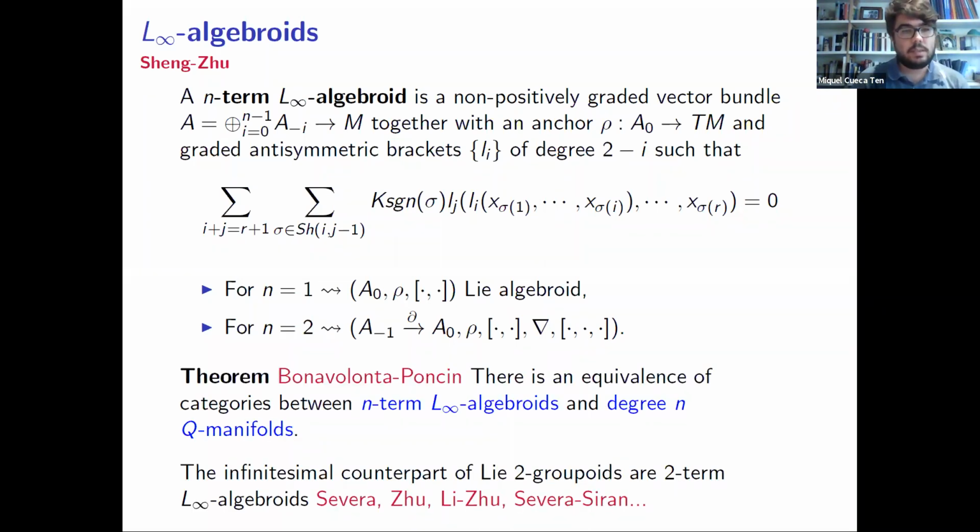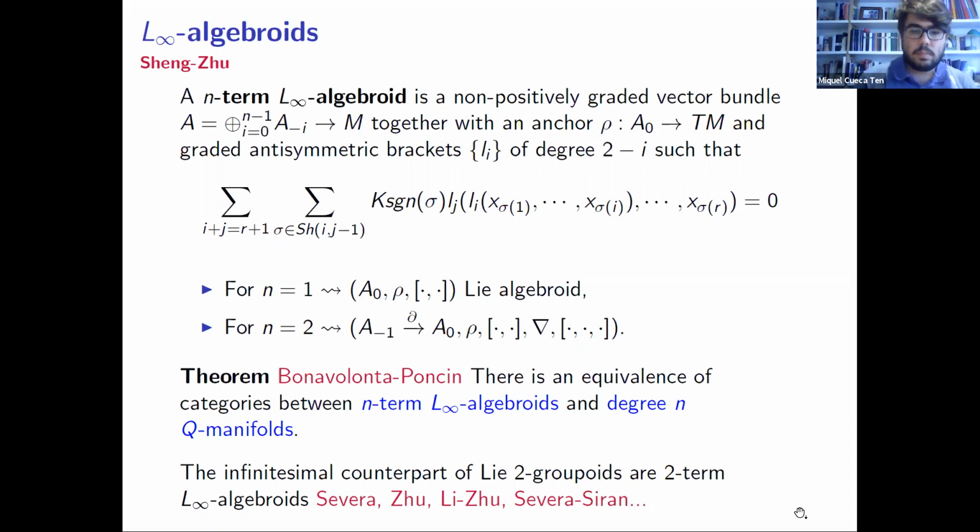Then we have two results. First, there is an equivalence of categories between n-term L-infinity algebroids and degree n Q-manifolds. This was given by Bonavolontà and Poncin. It is basically what happens for Lie algebroids: you look at the differential complex given by the Chevalley-Eilenberg differential, and this is the Q-manifold associated with the n-term L-infinity algebroid. The second is that it is known that the infinitesimal counterpart of Lie 2 groupoids, in the simplicial sense that I was explaining, are two-term L-infinity algebroids. There are many works trying to explain this relation. I want to say that this is more or less done, but there are still some details to be worked out.